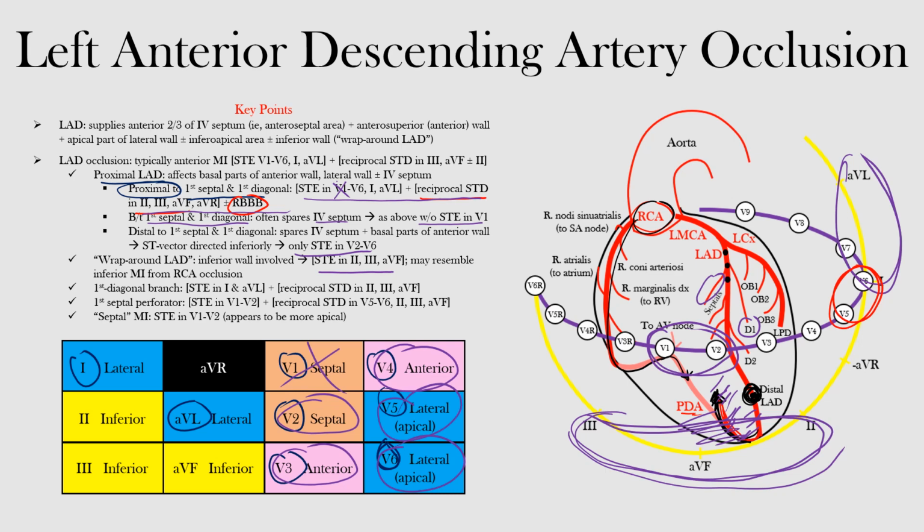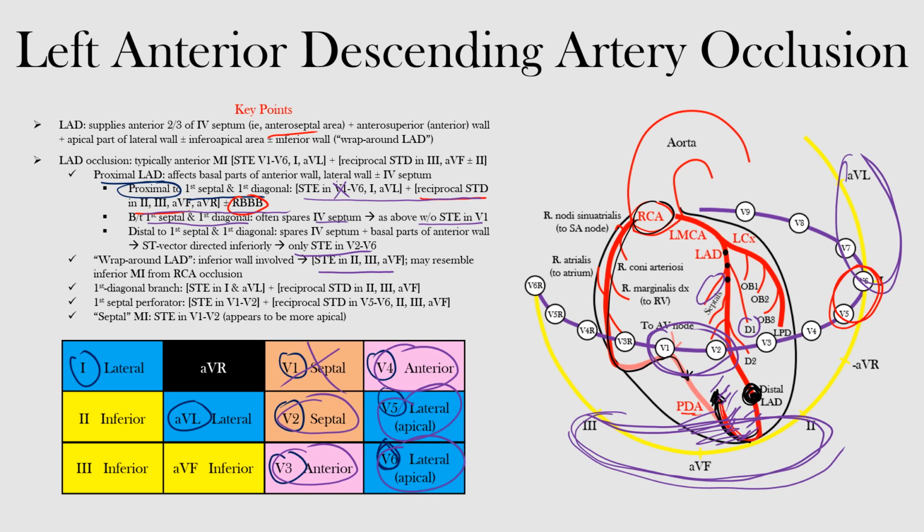Now let's review what we discussed before we end here. So again, the LAD, the left anterior descending coronary artery, supplies the anterior two-thirds of the interventricular septum, which we consider the anteroseptal region, and the anterior wall of the left ventricle, the apical part of the lateral wall, and sometimes the inferoapical area, as well as the inferior wall if we have that wraparound LAD. Now LAD occlusion, there's quite a bit here. Typically we'll see an anterior infarct, the region that it often supplies. So generally we'll see ST elevation in V1 through V6, 1, and AVL, and reciprocal changes in those inferior leads.